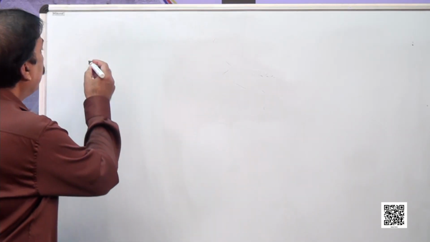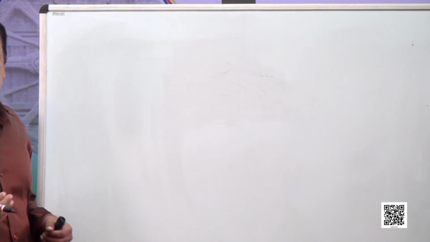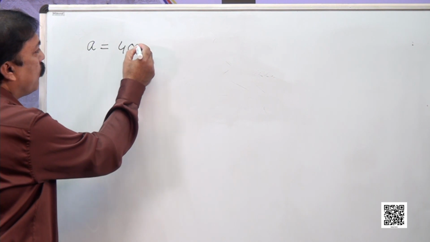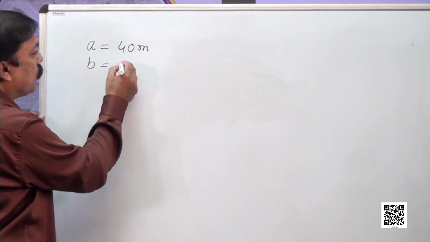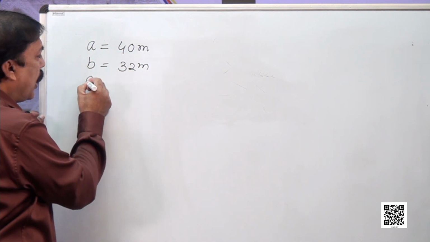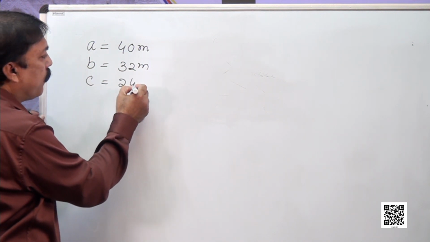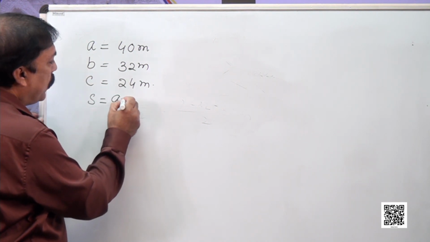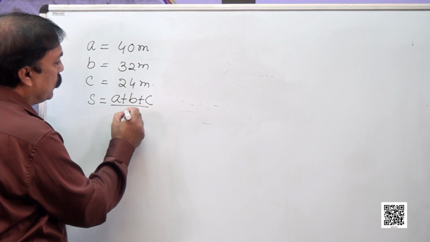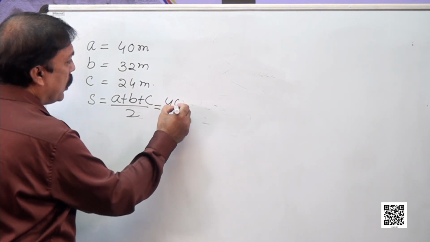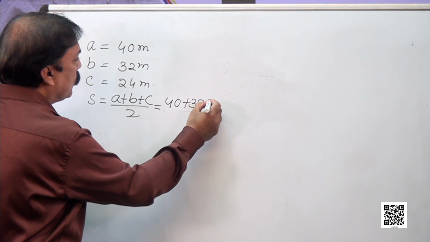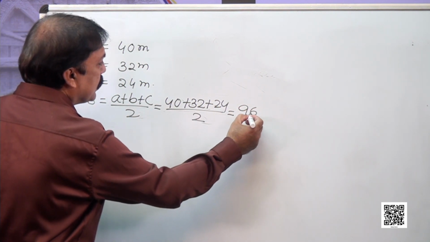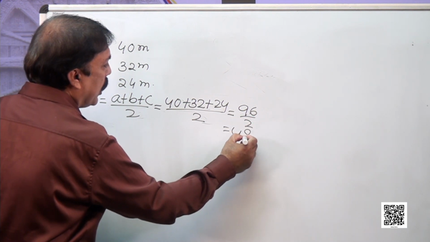As you know, this is a triangular park. So, we can write the sides as A equal to 40 meter, B is equal to 32 meter, and C is equal to 24 meter. So, S is (A plus B plus C) by 2, that is (40 plus 32 plus 24) by 2, that is 96 by 2, that is 48 meters.